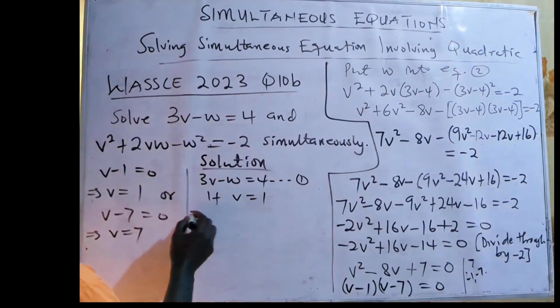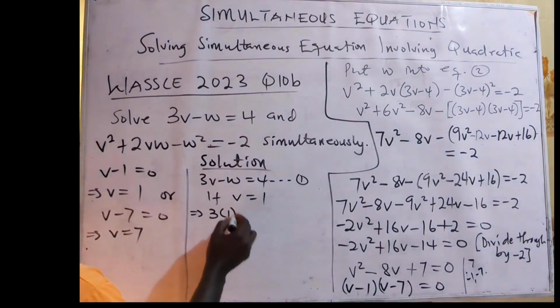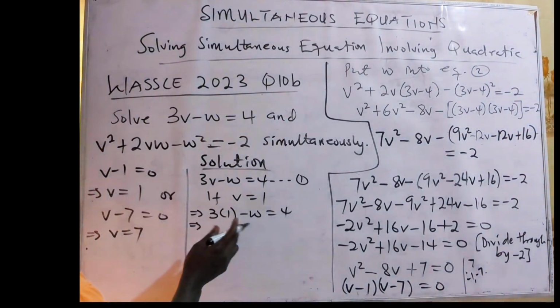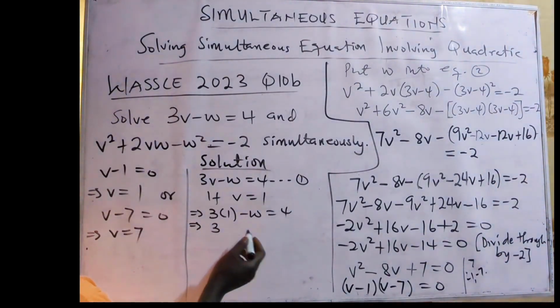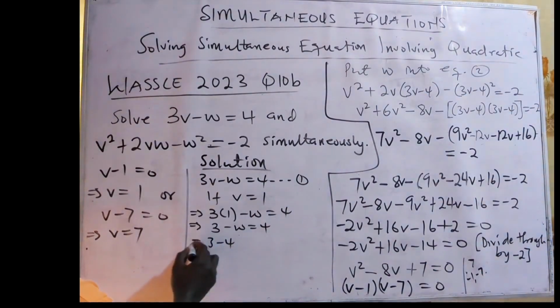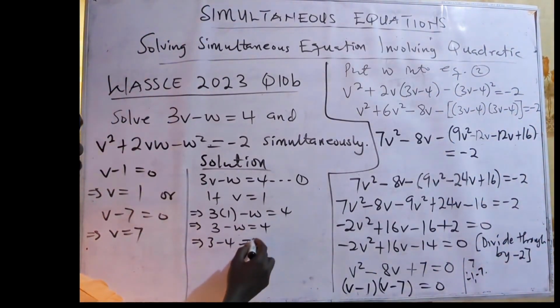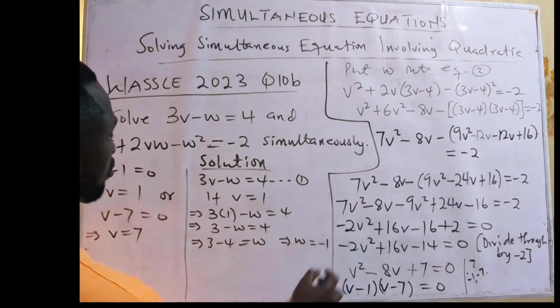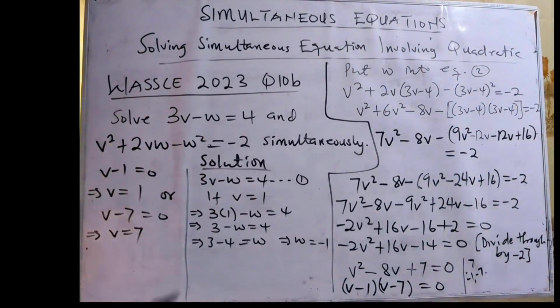So if v is 1, it means that 3 times 1 minus w is equal to 4. So I have 3 - w = 4. Then 3 - 4 = w, so w gives us -1. 3 minus 4 is -1. It means that if v is 1, w will be -1.